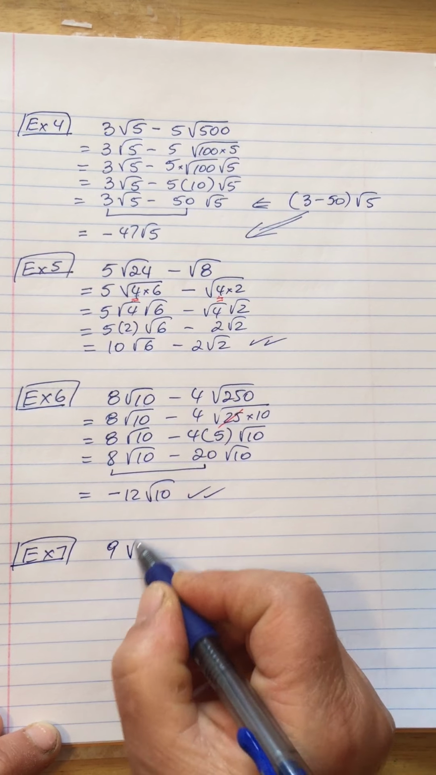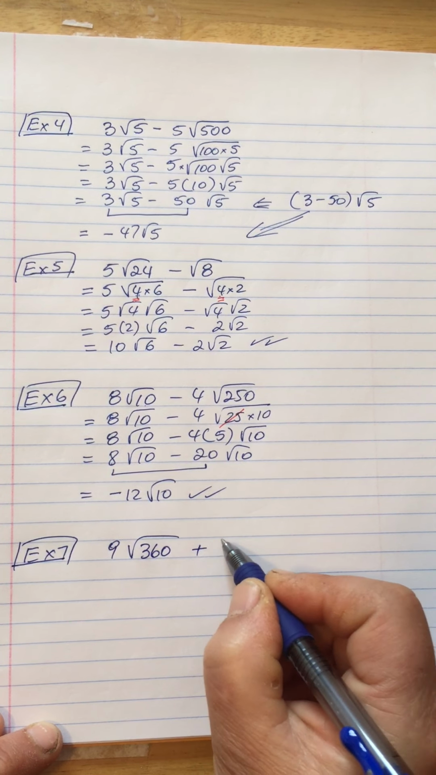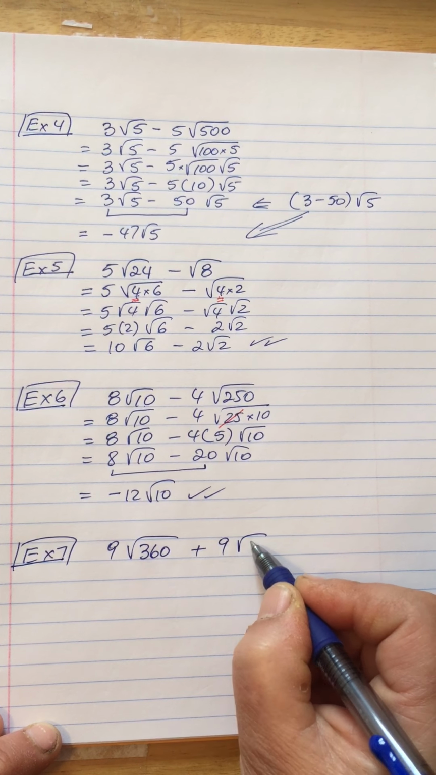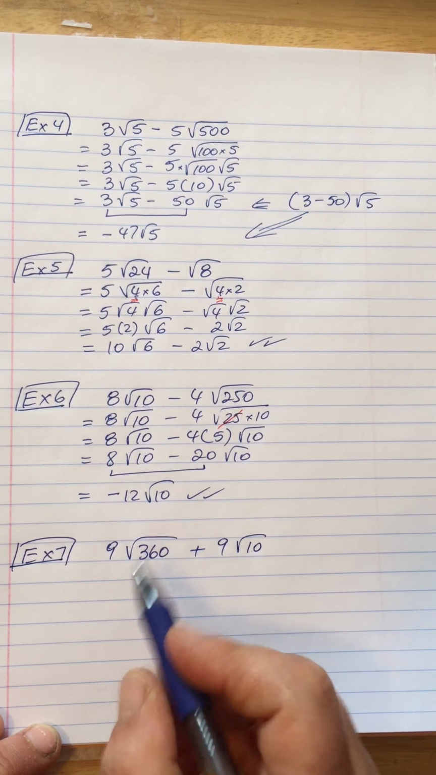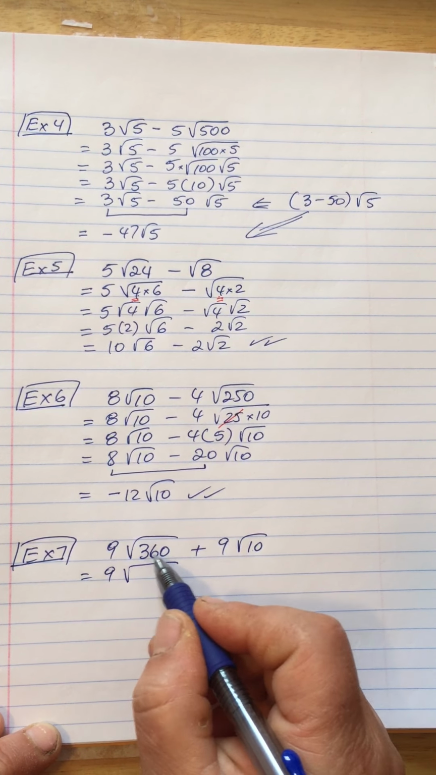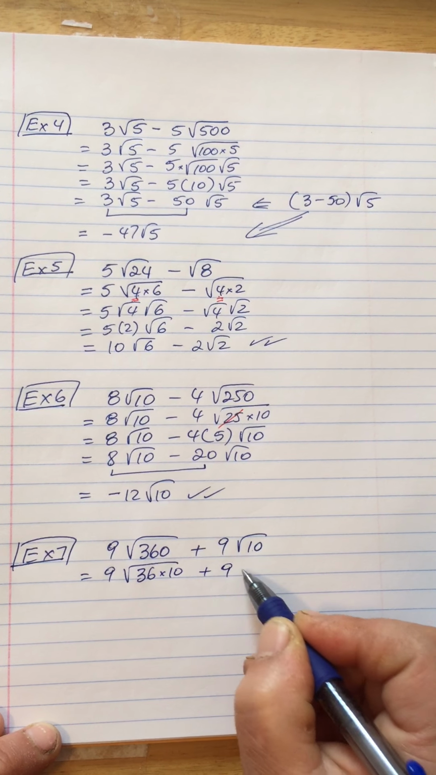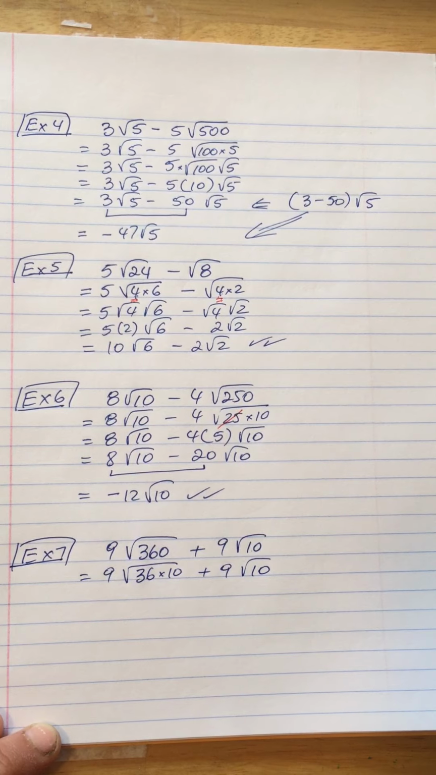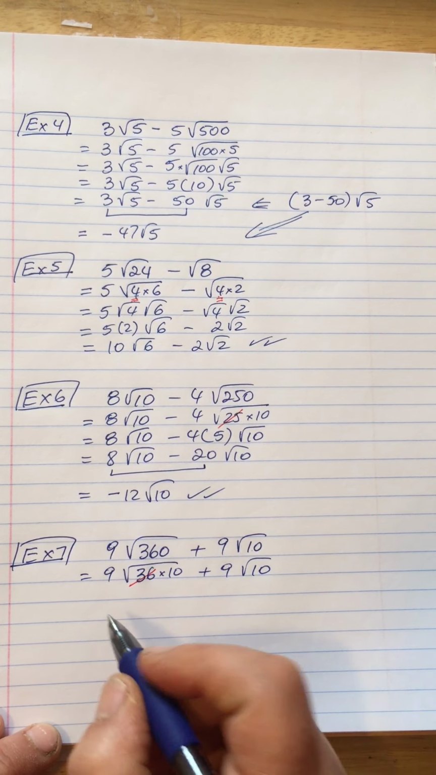9 square root of 360 plus 9 times 10. The same thing. Okay, 10, 10. Let me rewrite this. 36 times 10 plus 9 square root of 10. I will not separate, but I will send it out.